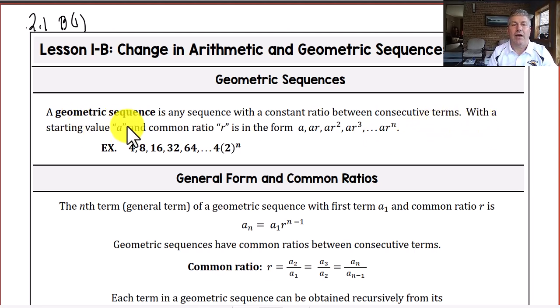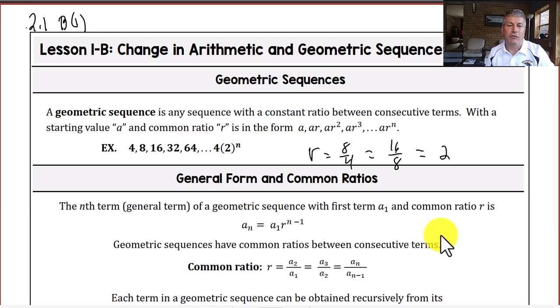So with a starting value of a and a common ratio r, it follows the form a times r to the first, and then the next one's a times r to the second, and so forth. So here's an example of a geometric sequence where we can calculate our ratio as 8 over 4, and that's equal to 16 over 8, right? Our second term divided by our first, our third term divided by our second, our fourth term divided by our third. So our common ratio here is 2.